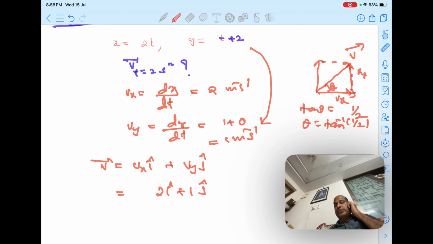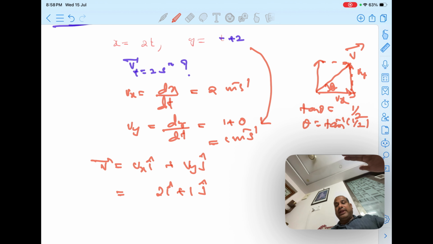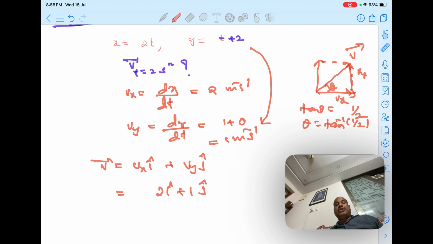Okay, so like this, when an object moves along the x as well as y direction simultaneously, its motion is constrained to move in a what? Plane. This is called what? You can say two coordinates are required at any point to locate the position of the particle. So we can call this motion in a plane.